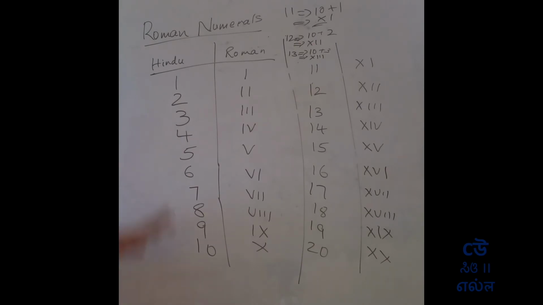So children, please keep this in mind from 1 to 20. Then you can keep in mind 30, 40, 50, 60. Then you can easily write the Roman numeral for the given number. So the symbol keeps on repeating its value, added as many times.